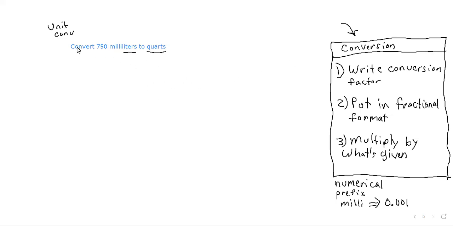We saw that this was a unit conversion question because it had pairs of units when we looked at the numbers. Now let's follow our three-step procedure. Step one is to write the conversion factor. We see that we're going between liters and quarts here, and it turns out that 1 liter equals approximately 1.06 quarts.